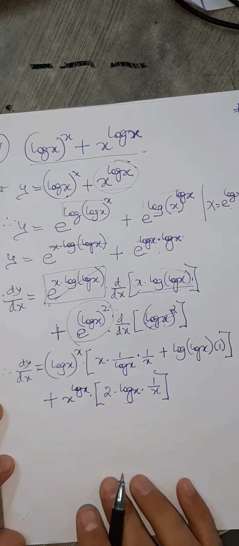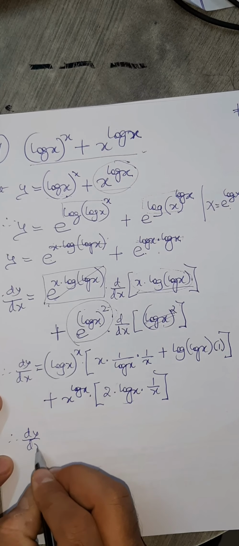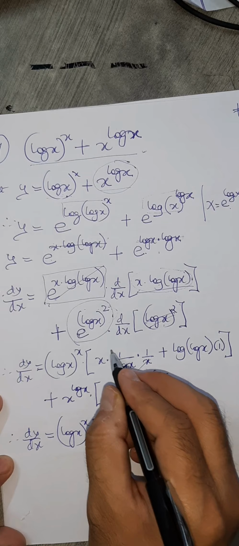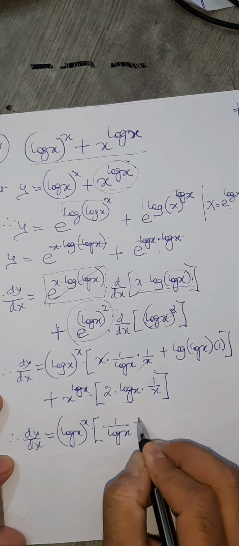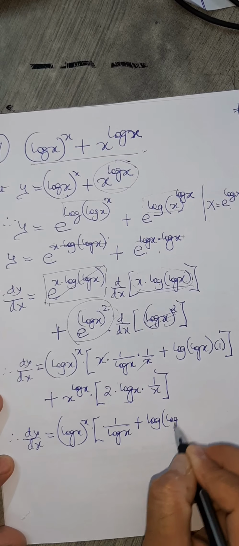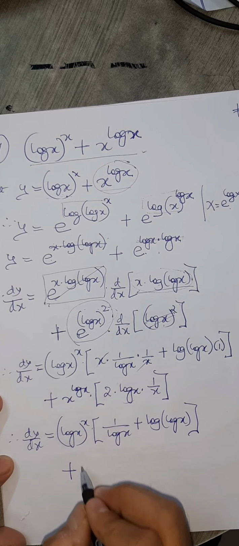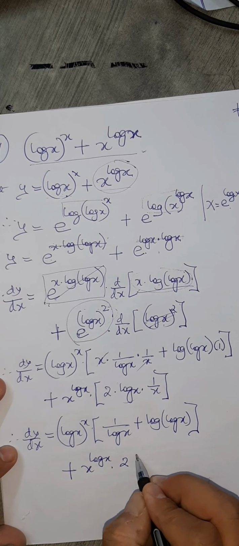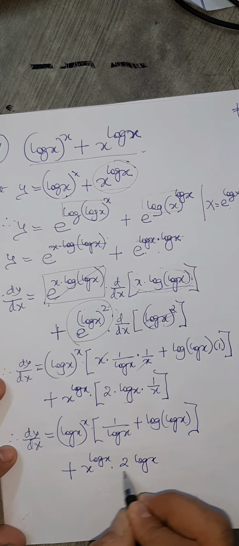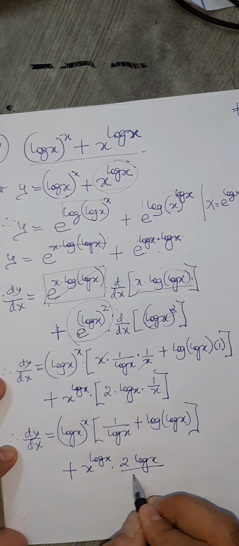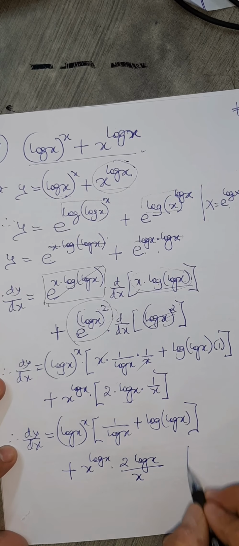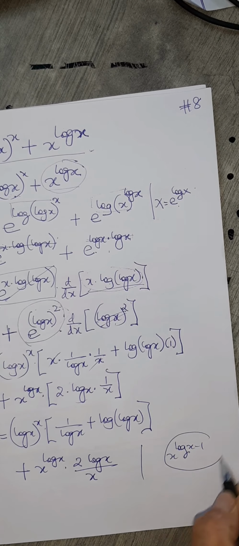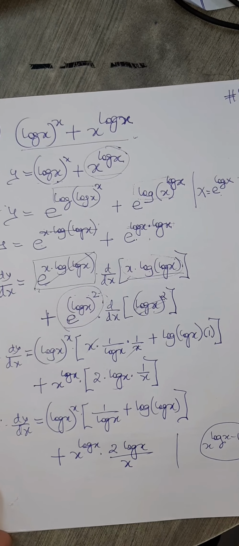So finally dy by dx equals log x the whole raised to x into, this x will go away, 1 upon log x plus this is log of log x, plus your x raised to log x as it is into 2 log x by x. So you can write minus 1 power if you want. Actually you can write it like this also, x raised to log x minus 1 if you want here, but this is your answer finally.